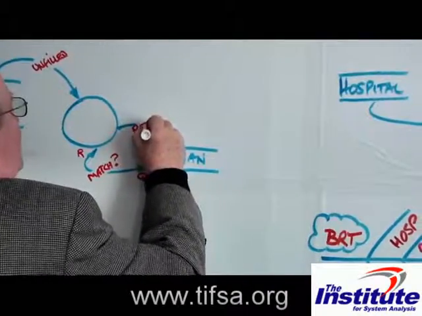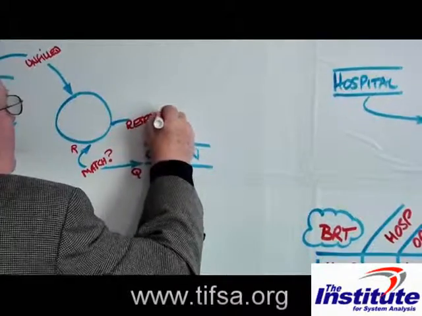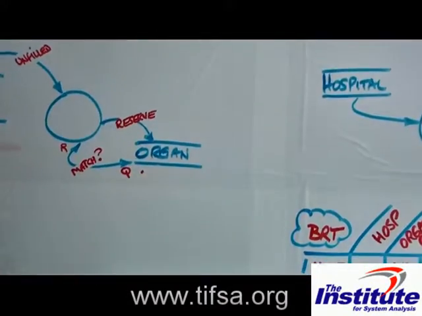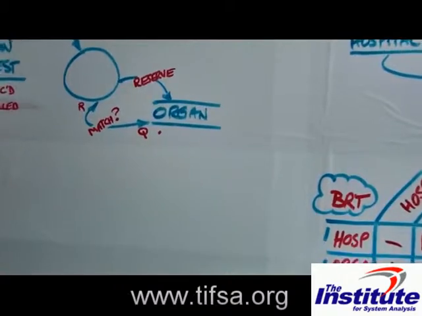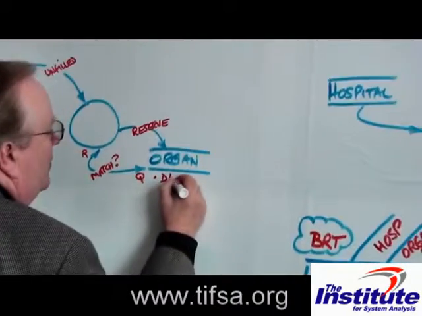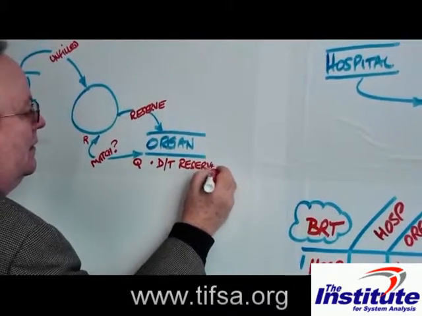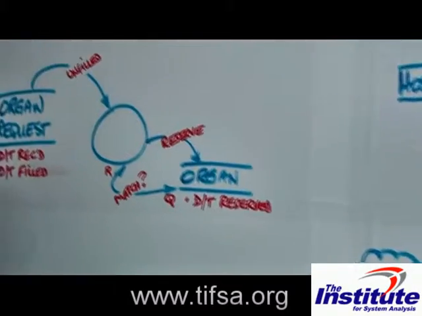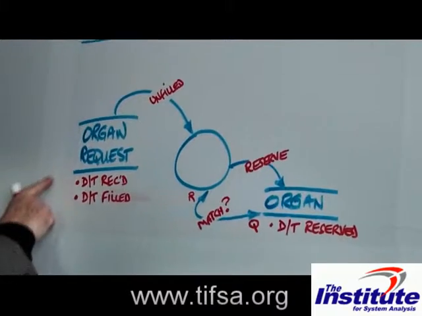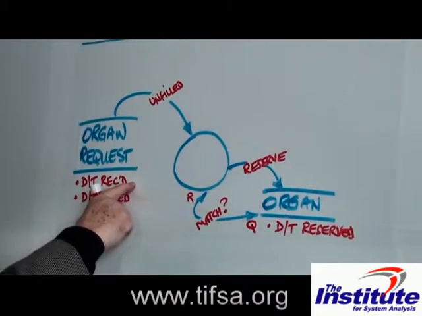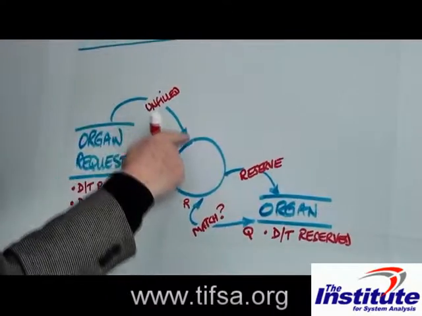And I'm just going to put reserve here. And here I'm going to attribute a piece of data to support what we're doing, and that is date and time reserved. So now, based on the organ request, we find the next available request that is not yet filled.